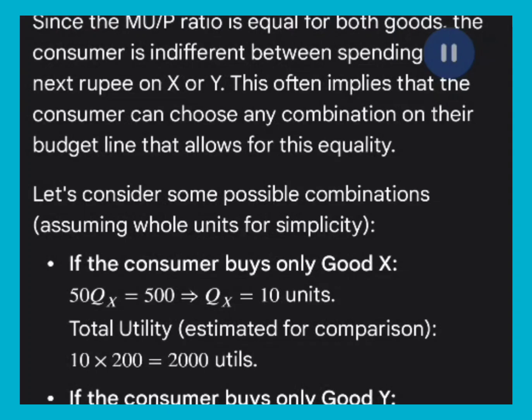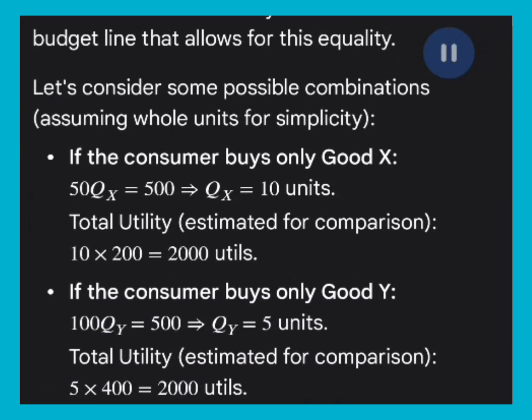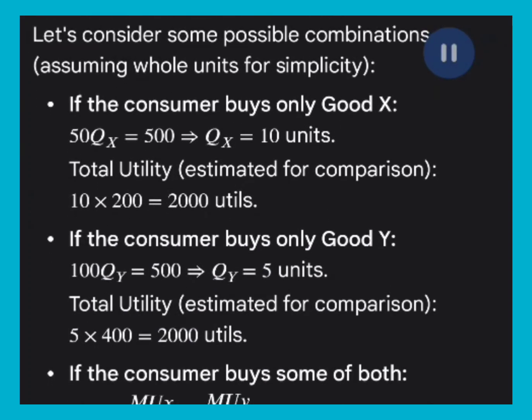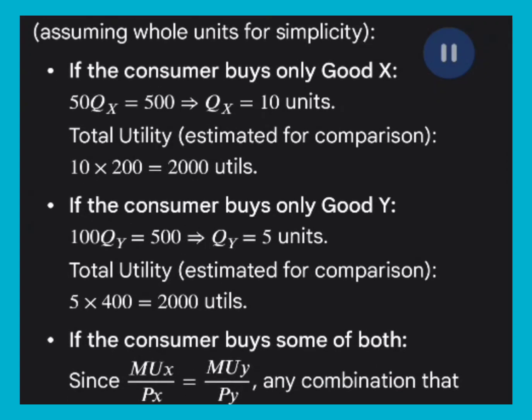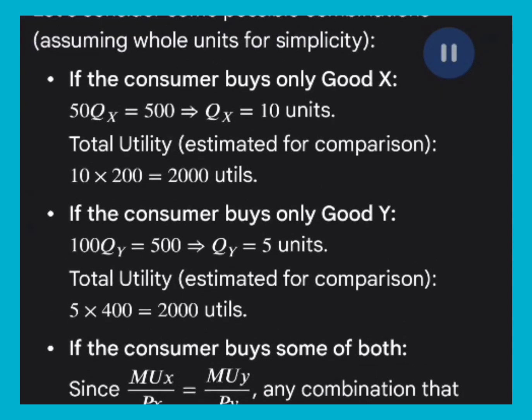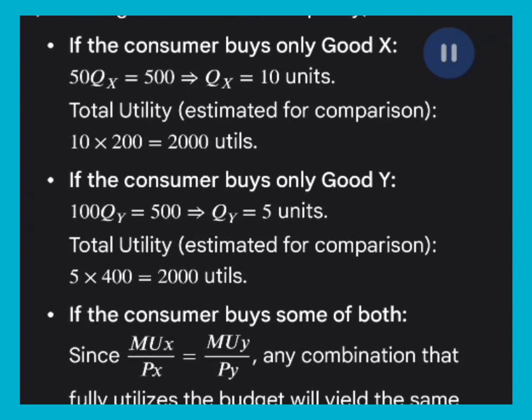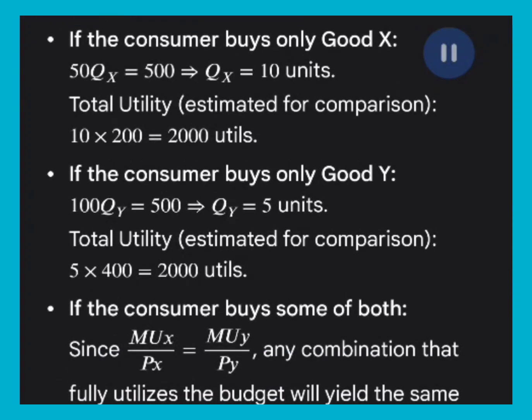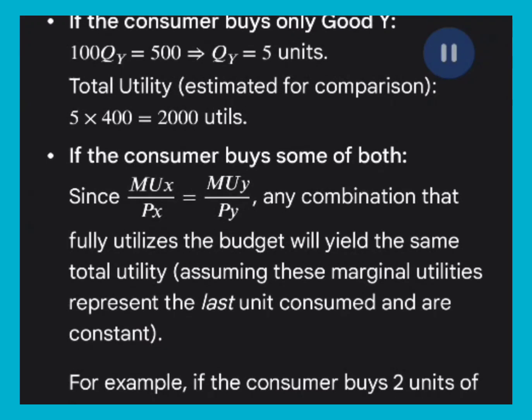If the consumer buys only good X, 50 QX equals 500, so QX equals 10 units. Total utility, estimated for comparison, 10 times 200 equals 2000 utils. If the consumer buys only good Y, 100 QY equals 500, so QY equals 5 units. Total utility, estimated for comparison, 5 times 400 equals 2000 utils.